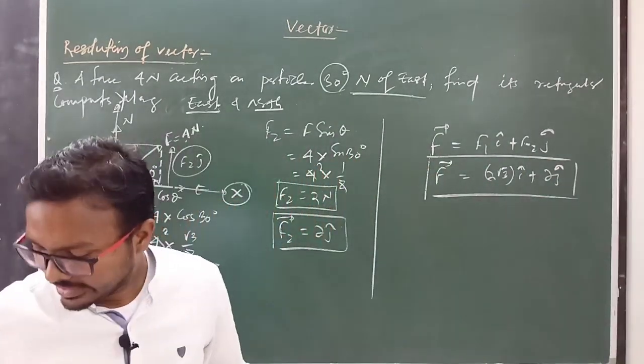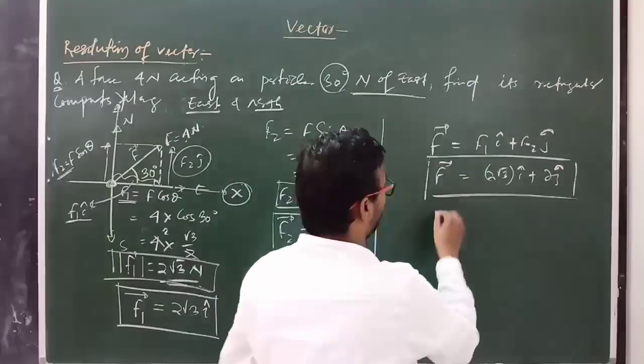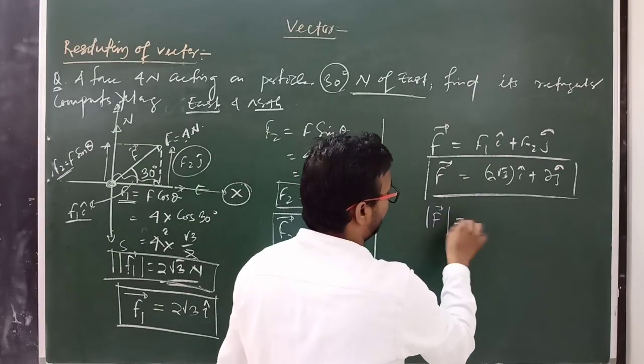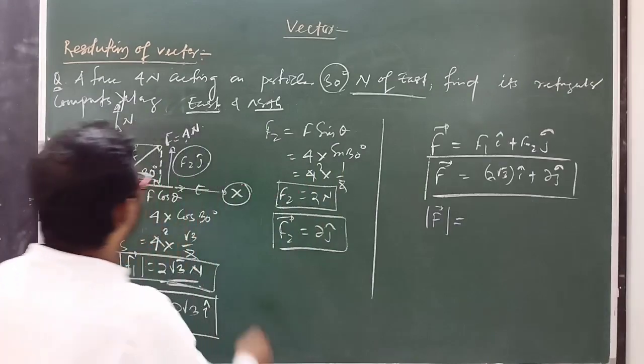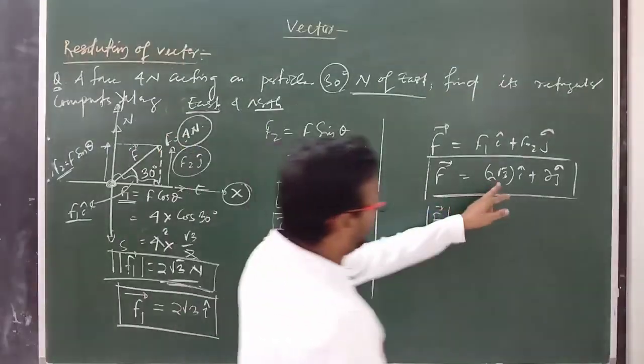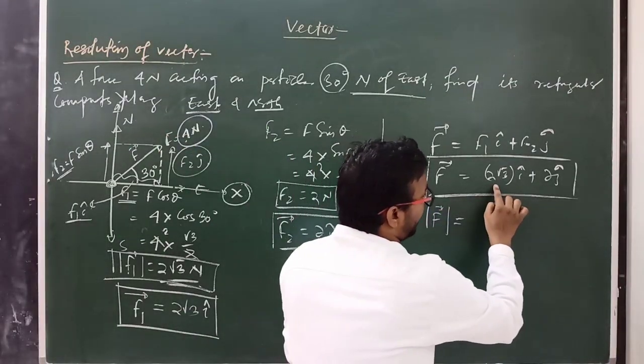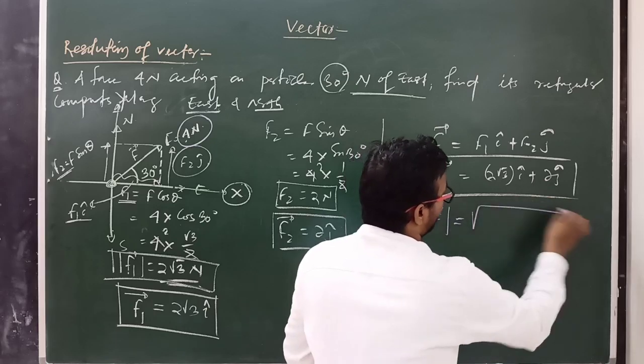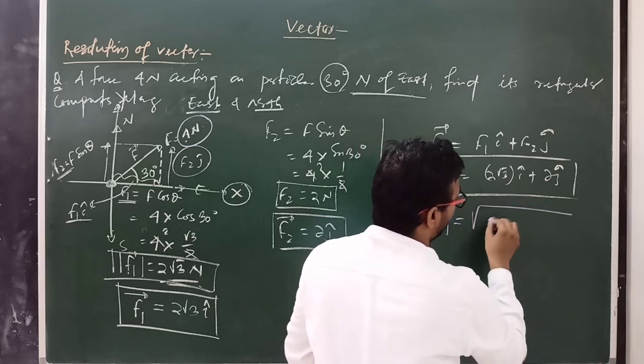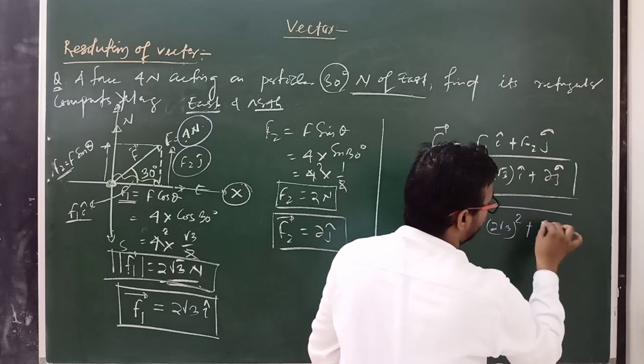Clear? Okay. If I want to find the magnitude of this vector, 4 or 7 is required. Why? Because its magnitude is 4 Newton. Now we have a formula, square root of a square plus b square. So I am writing here square root of (2 root 3) square plus b square.